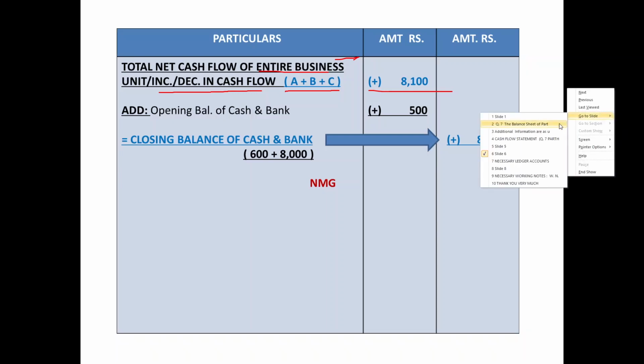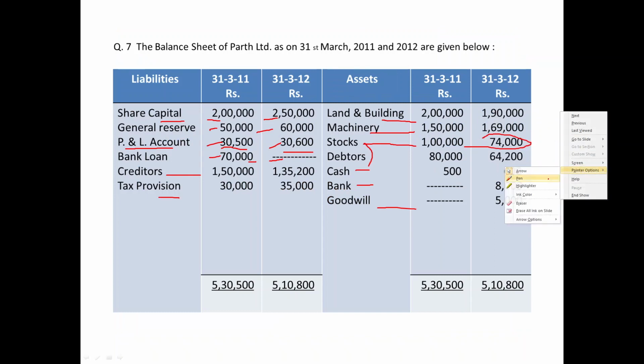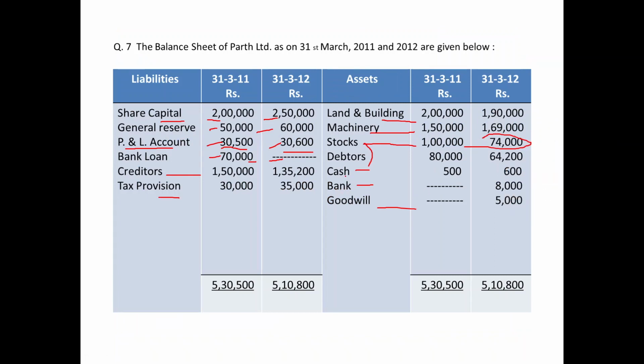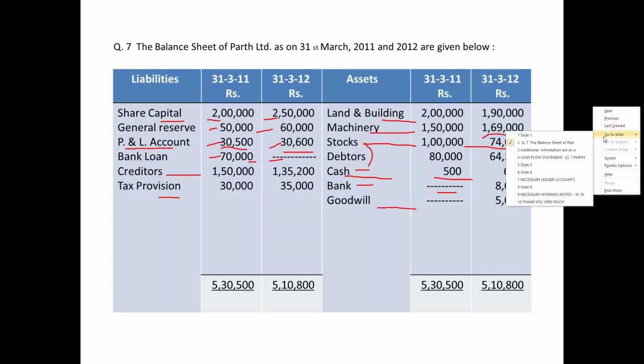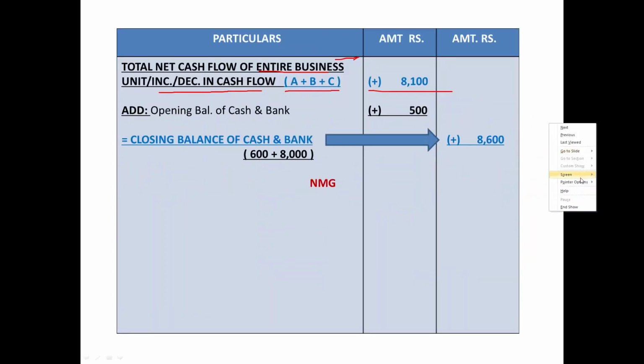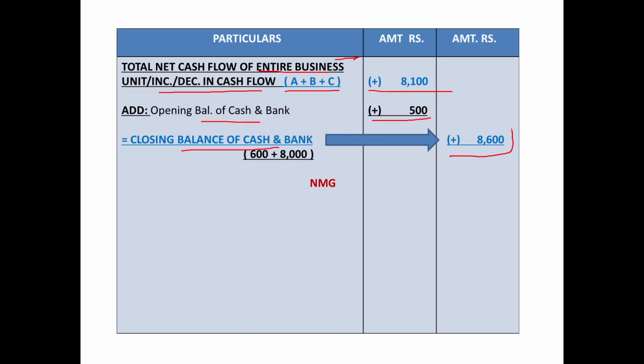Let us verify the balance sheet for the opening balance of cash and bank. Have a look, it is there. Cash balance 500, no opening bank balance. So only the cash balance we have to add in the cash flow statement. In the final picture of 8,100, add opening balance of cash and bank. Only cash balance was given, plus 500. That gives the closing balance of cash and bank, 8,600.